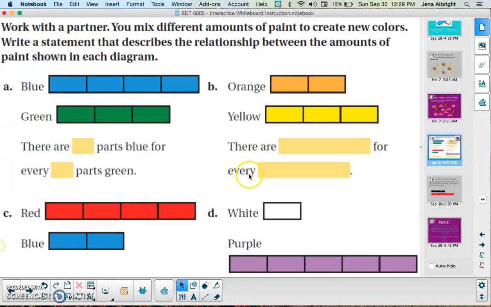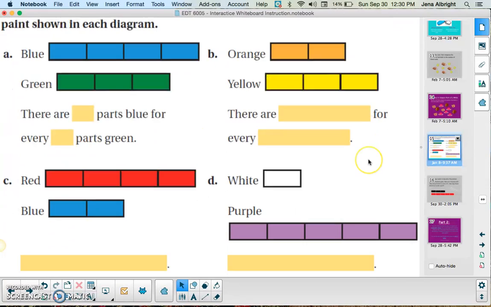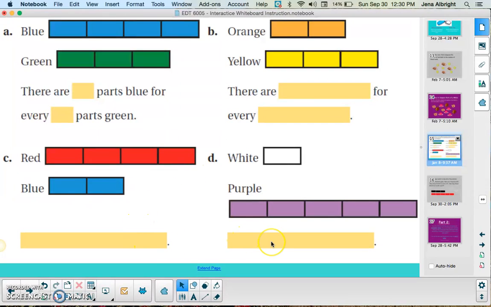And now students are introduced to a different way to represent ratios through a tape model, in which each square represents a number of blue paint in this example. So they are asked for part A to just fill in the numbers, and as they move through, they are asked to also fill in the words, and by the end they're writing their own comparisons of the different colors of paint.